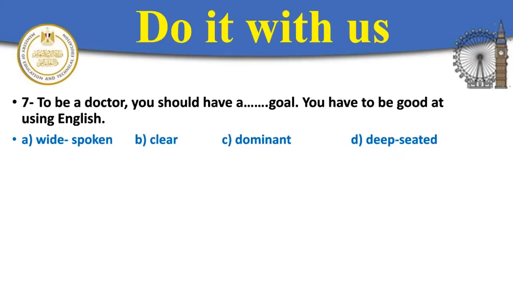A doctor should have a wide-spoken goal: clear, dominant, deep-seated. You have to be good at using English. What is it? It's an important goal. What is the important goal? It's not a clear goal, it's dominant. A dominant goal: you have to be good at using English. So what is the most important goal here? Dominant. It's equal to dominant. That means that you have to speak English.